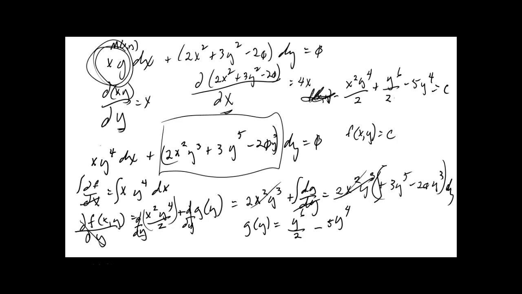Let's just see what the answer is. 1/2 x squared y to the 4th plus 1/2 y to the 6th minus 5y to the 4th is equal to c. Now, and that finishes the section too.